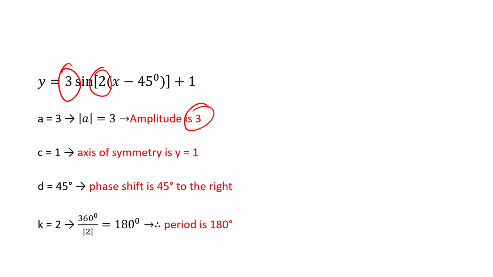The 2 right here helps us get our period. Our period will be 360 degrees over the absolute value of 2, so our period will be 180. Our axis of symmetry is at y equals 1. That's pretty easy. And our phase shift will be 45 degrees. Remember, change the sign from what you see here.